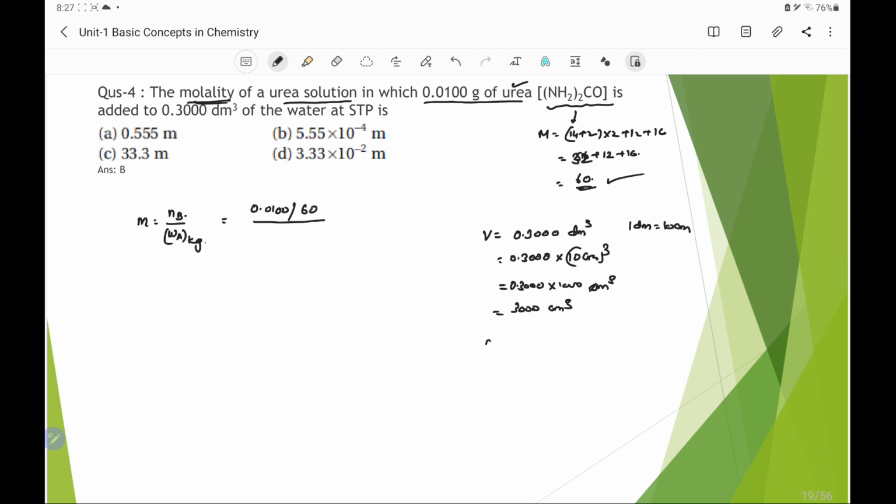At STP, density of the water is 1 gram per centimeter cube. Therefore, mass will be, because density equals mass per volume, so mass equals density into volume. So it will be simply 3000 gram, and this will be equal to 3 kilogram. Substituting the value of mass, this is the 3 kilogram of the solvent, so it will be equal to 0.01 by 3 into 60, and on solving we will get 5.55 into 10 power minus 4 molal. The option B is the correct option.